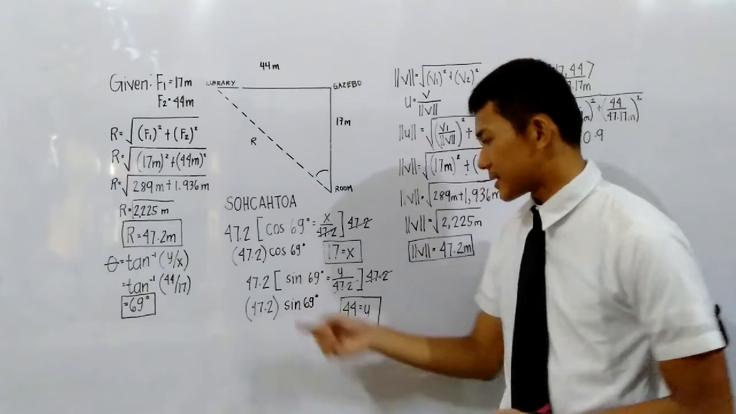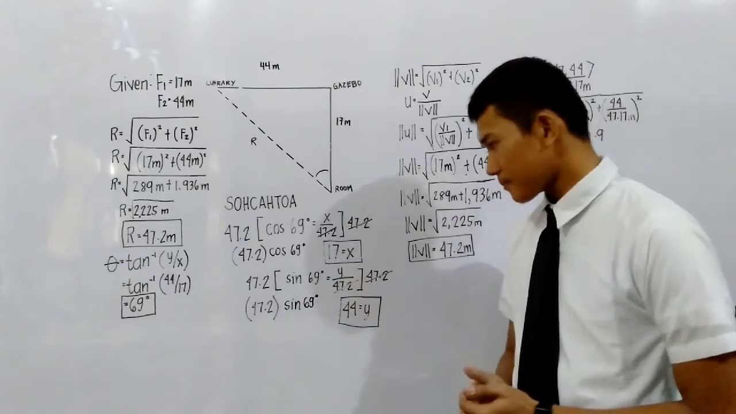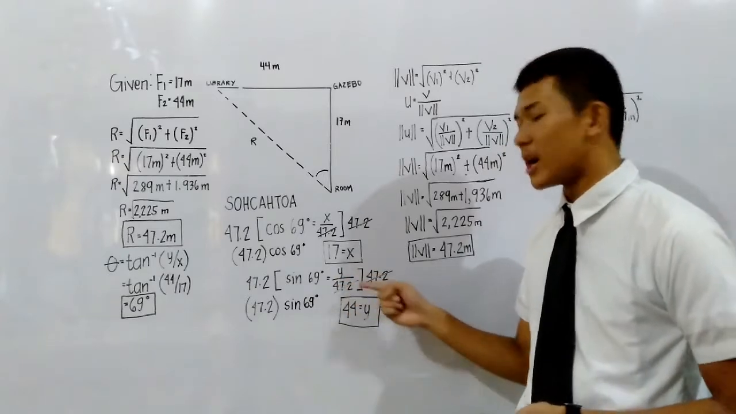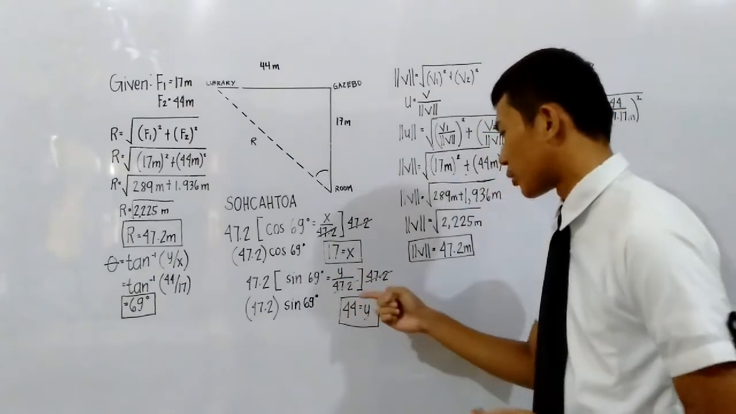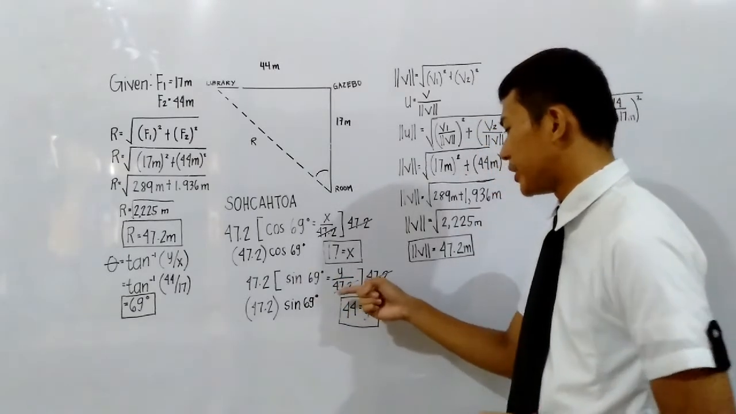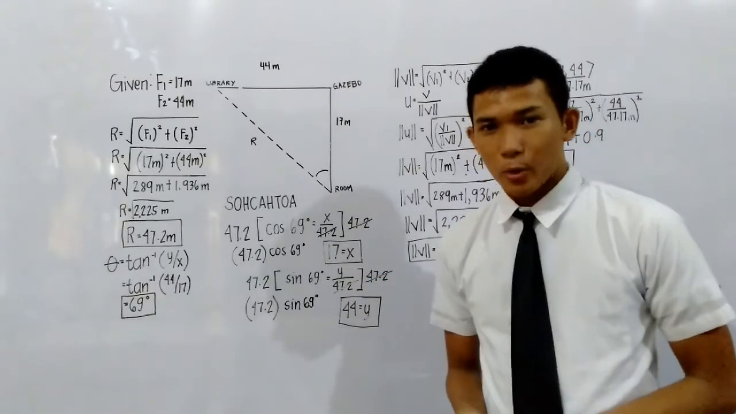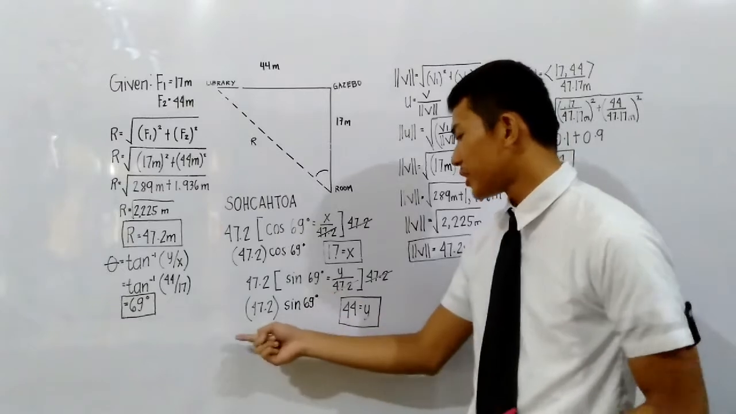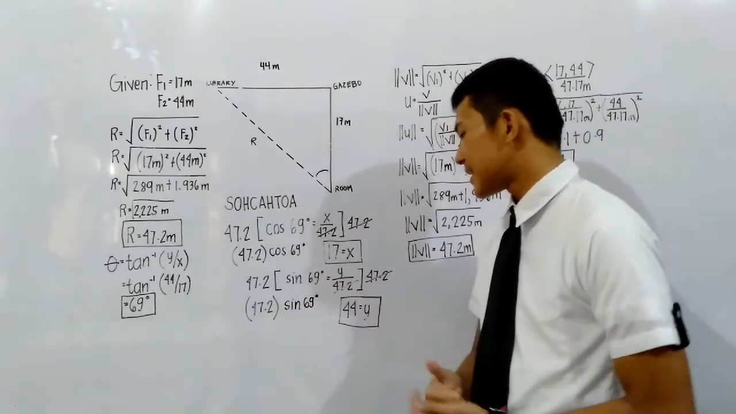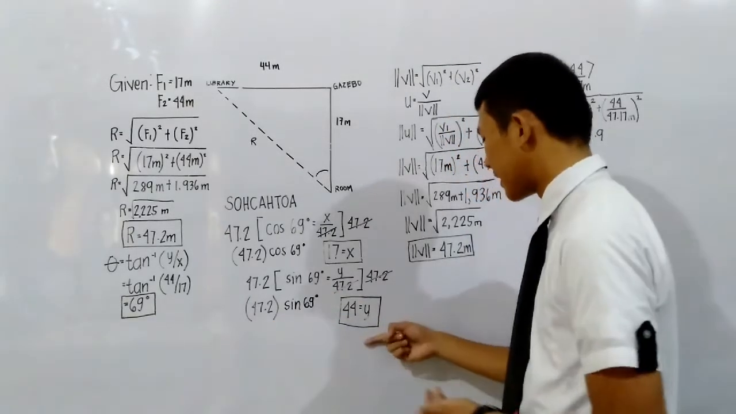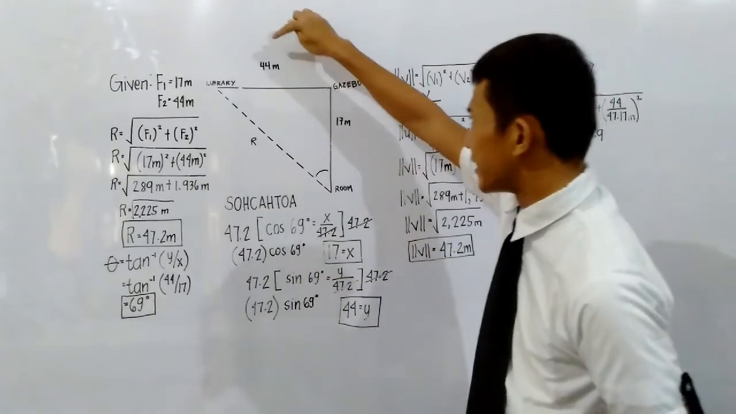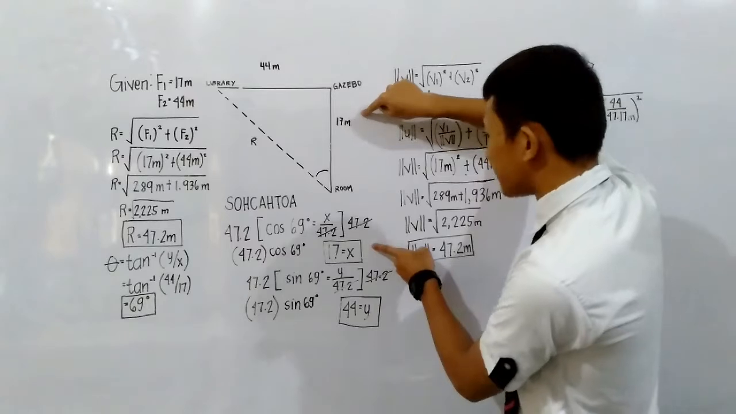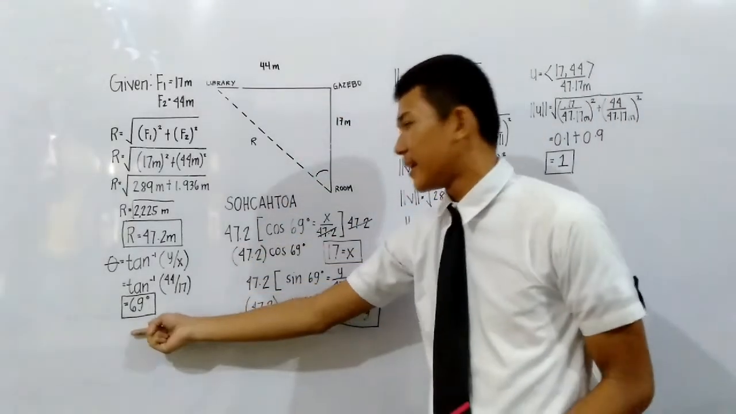For y, we need to use sine, opposite, and hypotenuse. So next is to use our given formula: sine of 69 degrees equals y over our resultant vector. Our resultant vector is 47.2 and we also need to get rid of it. We multiply both sides, cancel, and we have 47.2 times sine 69 degrees, and our y is 44. As you can see here, our y is correct and our x is also the same. So our angle theta is right.